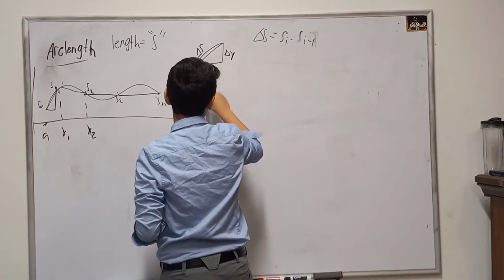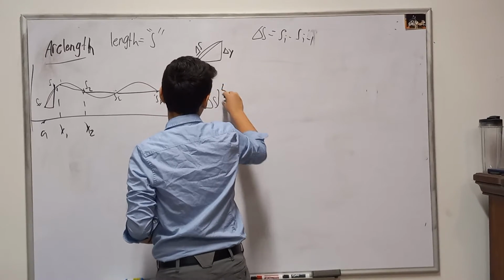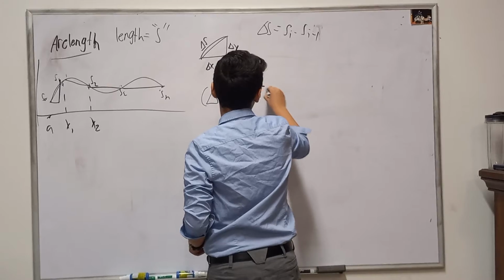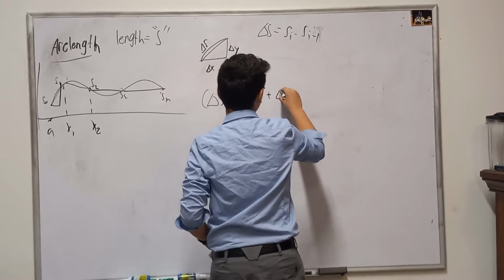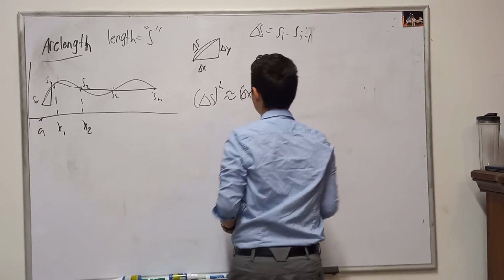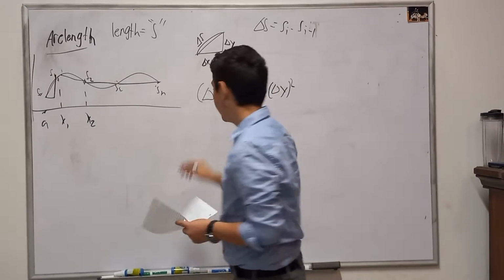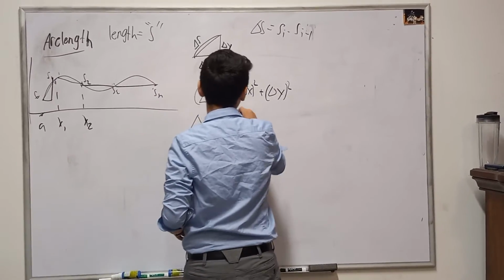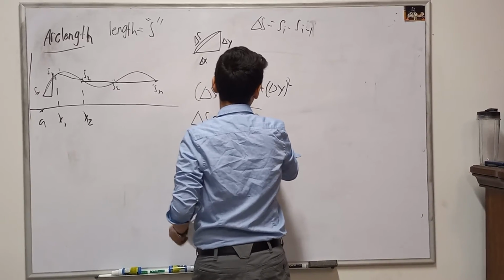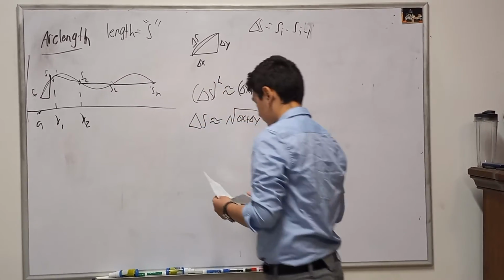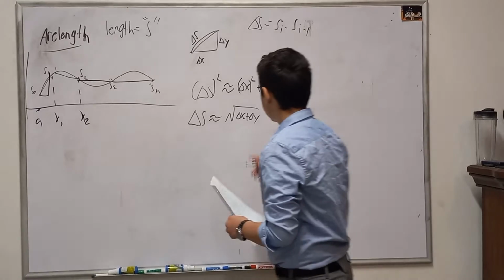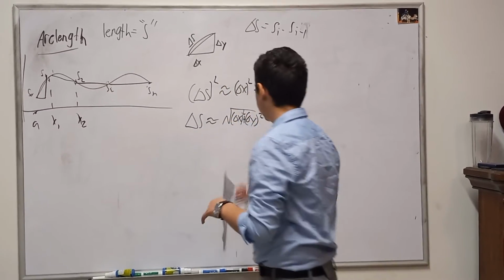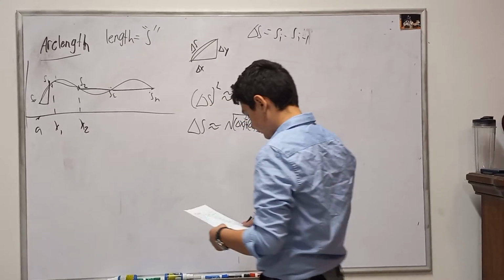Delta s squared is approximately delta x squared plus delta y squared. So if we want to get delta s, it is approximately equal to the square root of delta x squared plus delta y squared.